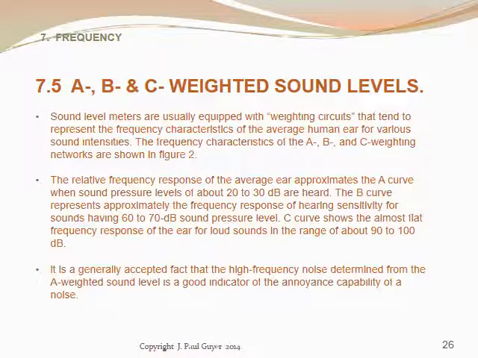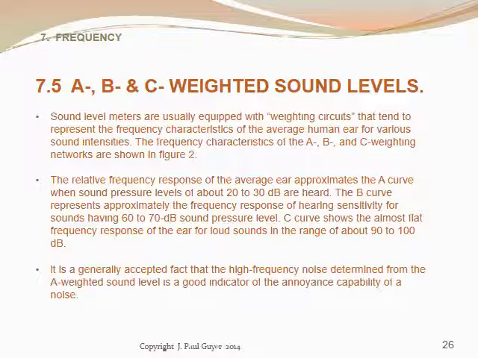Sound level meters are usually equipped with weighting circuits that tend to represent the frequency characteristics of the average human ear for various sound intensities. The frequency characteristics of the A, B, and C weighting networks are shown in Figure 2. The relative frequency response of the average ear approximates the A curve when sound pressure levels of about 20 to 30 decibels are heard. For such quiet sounds, the ear has fairly poor sensitivity in the low frequency region.